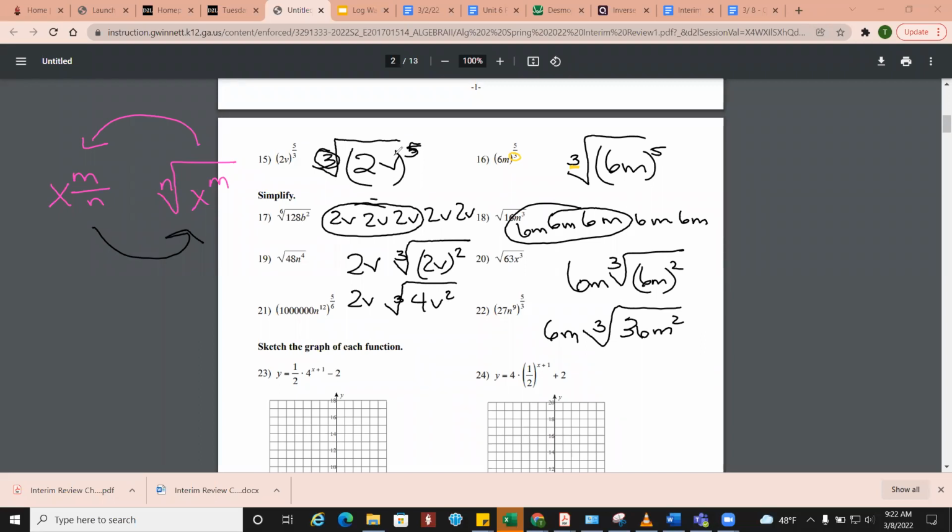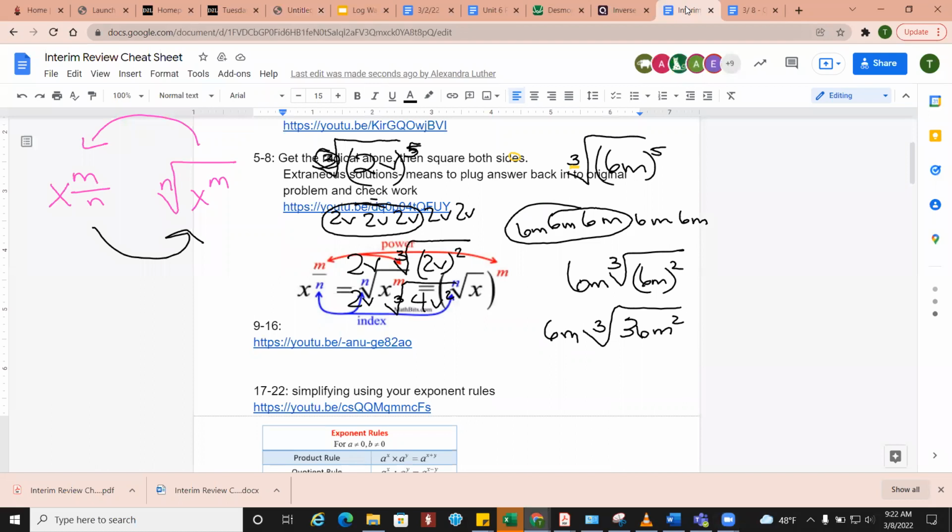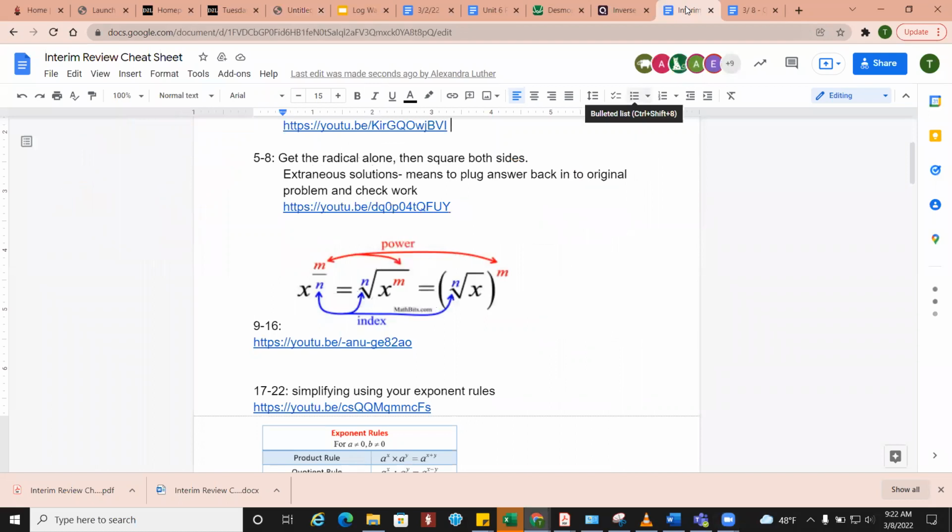Okay, and just to reiterate, I did include this interim cheat sheet on your e-class page. So if you want to look through it, you can. Those YouTube videos are also posted on there, so you can revisit those. Okay. Yep.